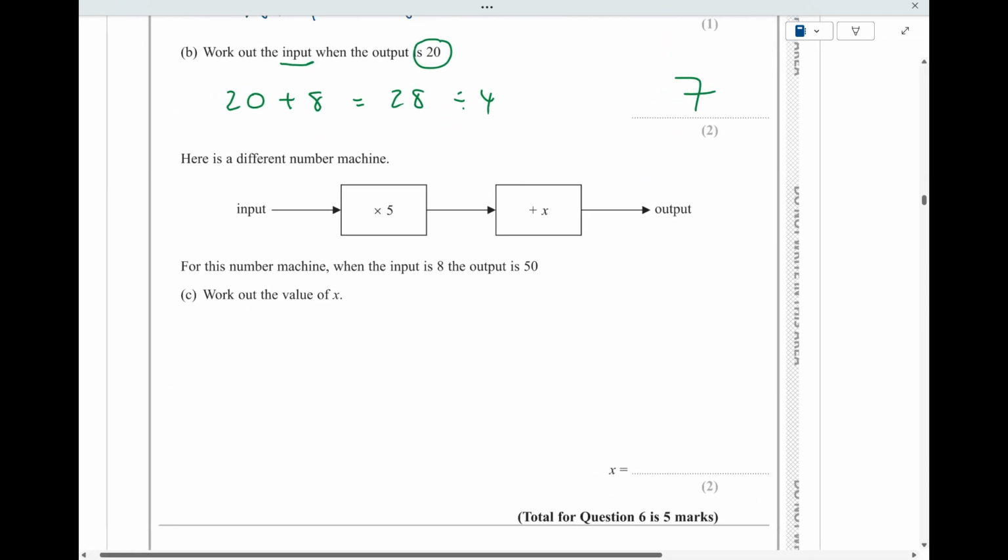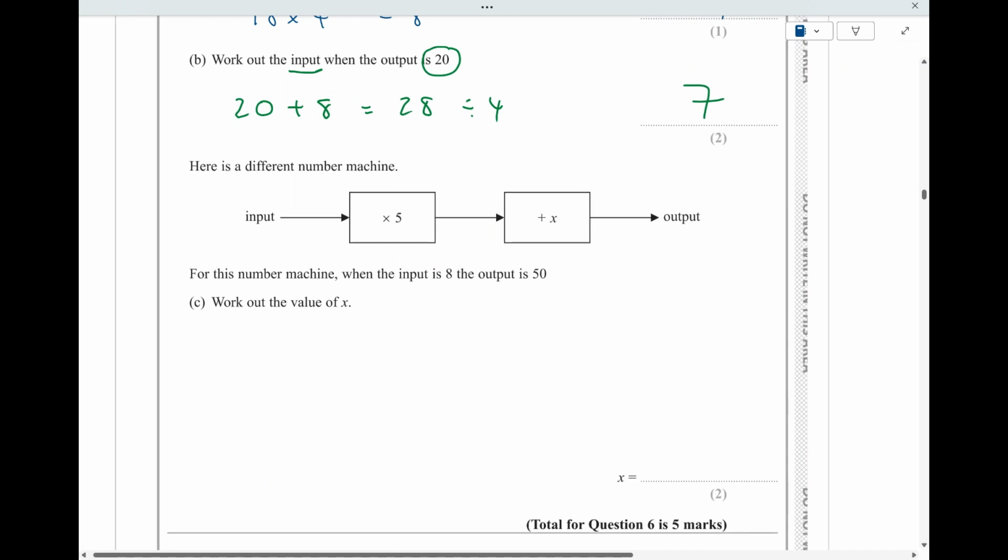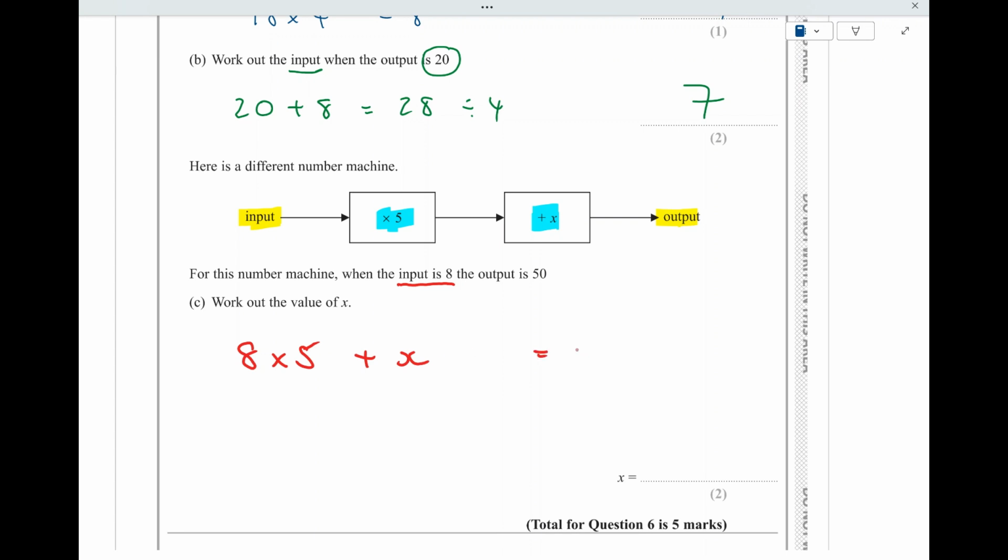Here is a different number machine. Something goes in, times by 5, add x, something comes out. For this number machine, when the input is 8, so when I do 8 times 5 and then add x, the output is 50. Well, 8 times 5, what are 8 fives? 40, plus something, and I get 50. Well, the something must be 10, mustn't it?